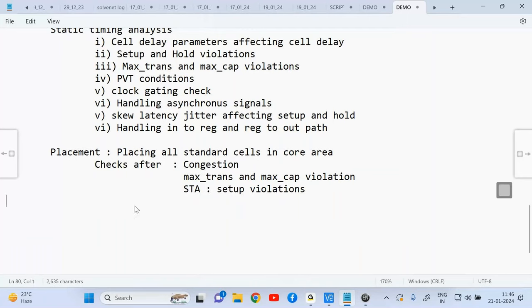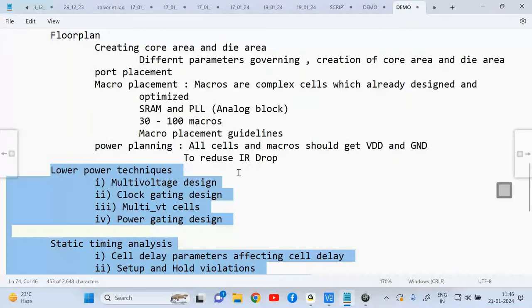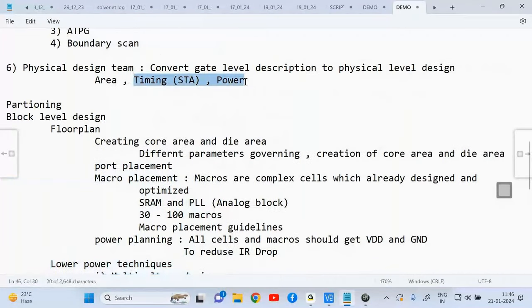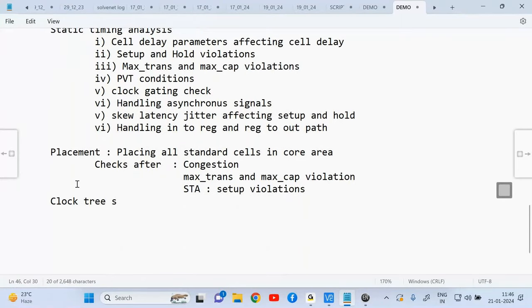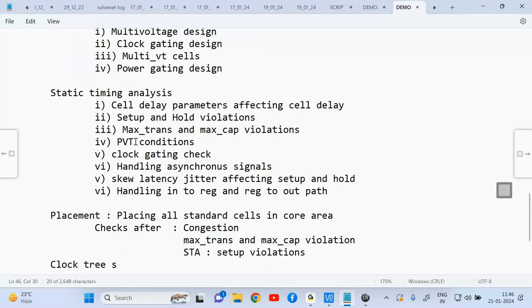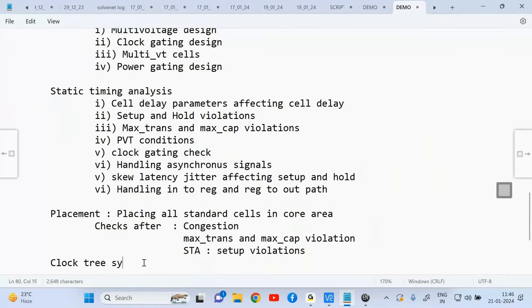So next is clock tree synthesis. See, this is not a step in the flow. These things we have to learn to handle timing and power. These things we have to implement in our design, or we have to do these checks, right? To implement what? To get better timing and better power. So next is clock tree synthesis. What is clock tree synthesis?